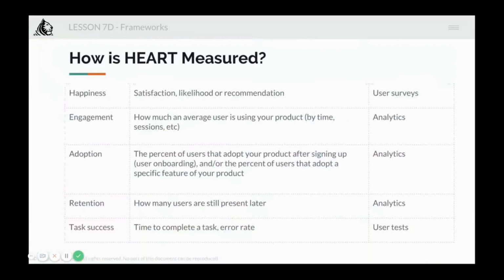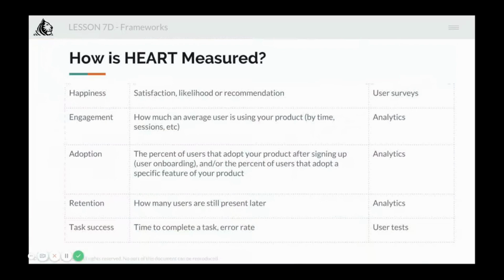So, what is HEART and how is it measured? HEART is a framework that was proposed by Google Ventures. HEART is an abbreviation for H for happiness, E for engagement, A for adoption, R for retention, and T for task success. Happiness is basically how happy the user is with the product, and whether users perceive the product as easy to use and are likely to recommend. It's a quantitative metric and can be measured via NPS or simple surveys.